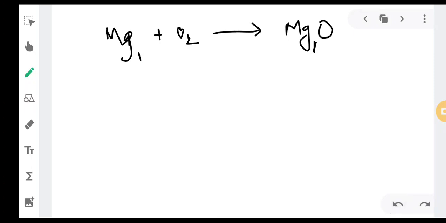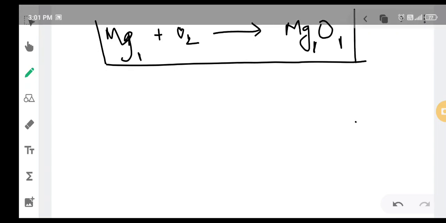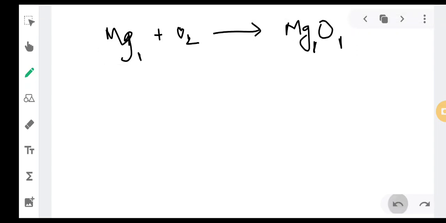Now what you need to do is make this whole equation equal. Whatever equation it is, you should make the atoms equal. Over here magnesium has one atom, oxygen has two atoms. Over here magnesium has one atom, oxygen has one atom. So magnesium and oxygen have one atom each. Now we will see how you will make it equal.